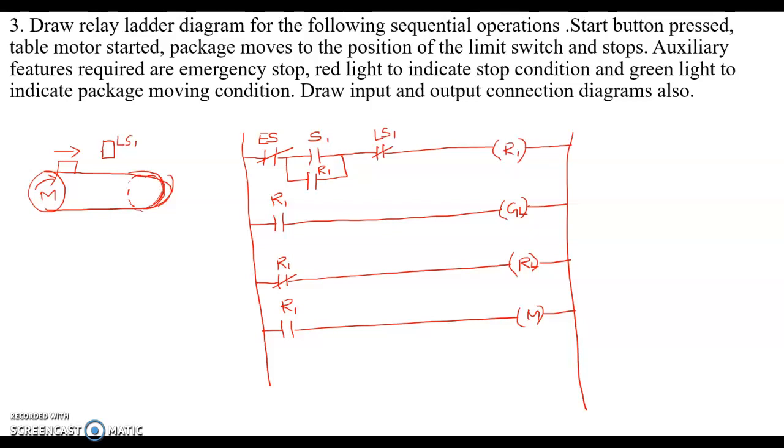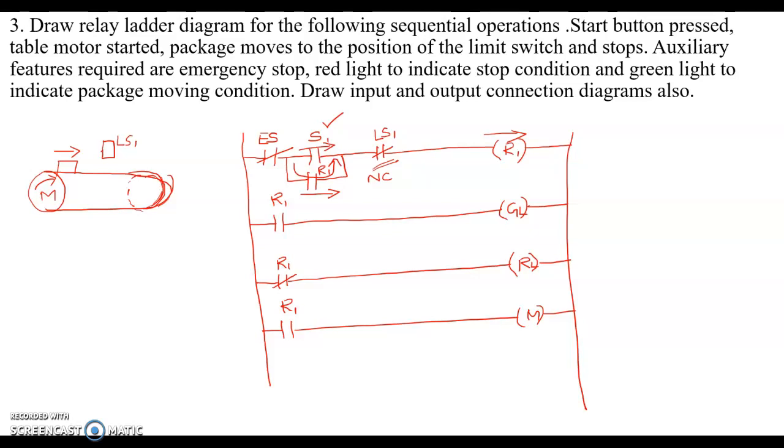So when we press S1, S1 will close. So it starts conducting. Since this LS1 is in normally closed condition, it will also conduct the electricity. So this relay R1 is switched on. Once relay R1 is switched on, this switch from R1 is also switched on. So we can have the latching over here. That latching will hold the R1 on.